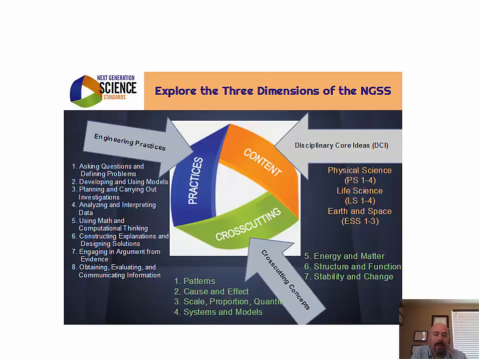So for example, number 1, patterns are really important in science. We see things like cycles over and over again. We see things like hierarchies over and over again. Very important concepts that are built into the things that kids are expected to do.